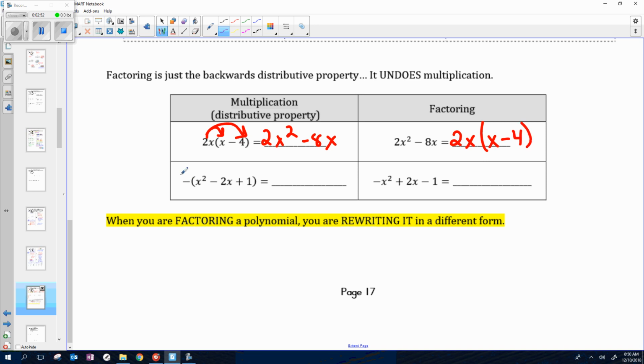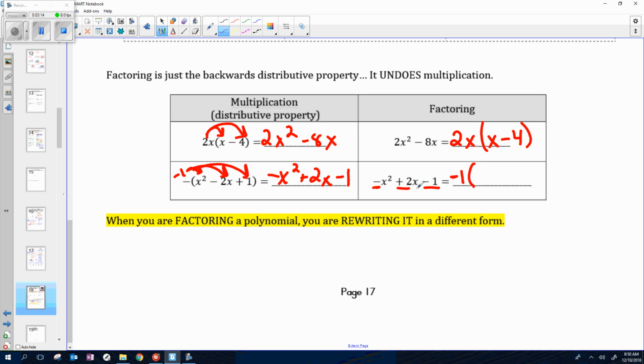So for the second one, a negative, this is a negative 1 I distribute to each term. When I multiply, I'll get a negative x squared plus 2x and a minus 1. But over here, if I wanted to factor that product, I have a minus 1, a 2, and a negative 1. So my greatest common factor would be that minus 1.